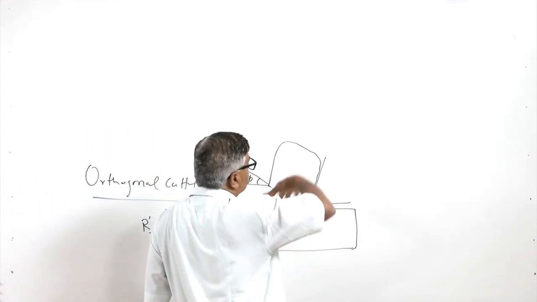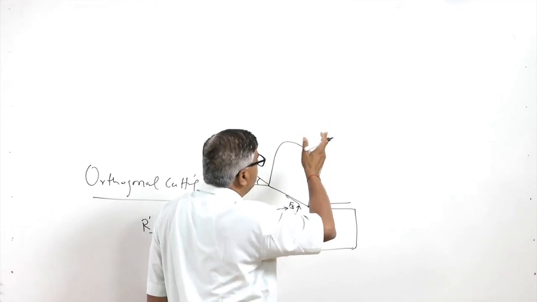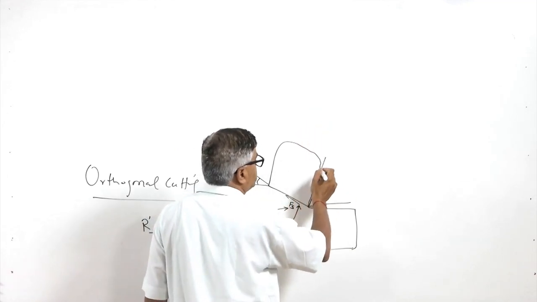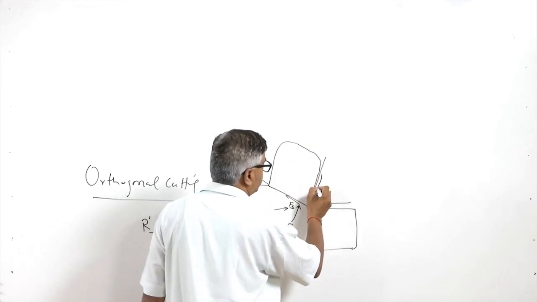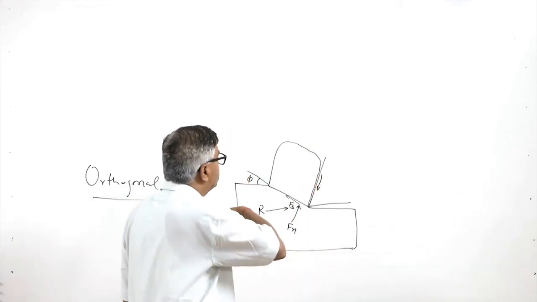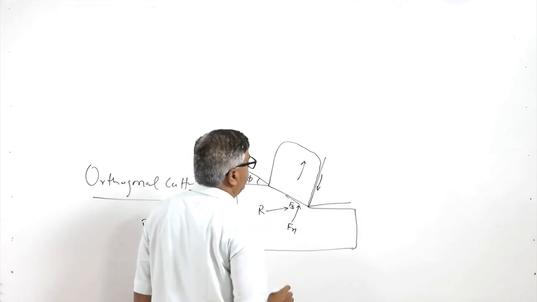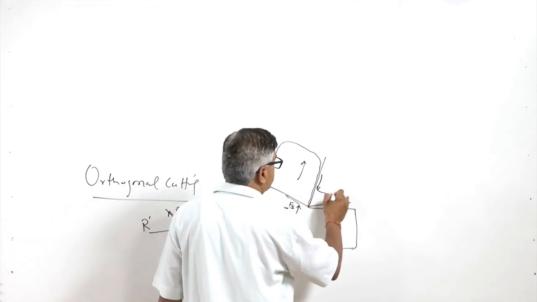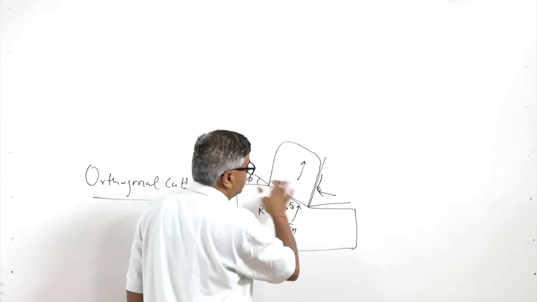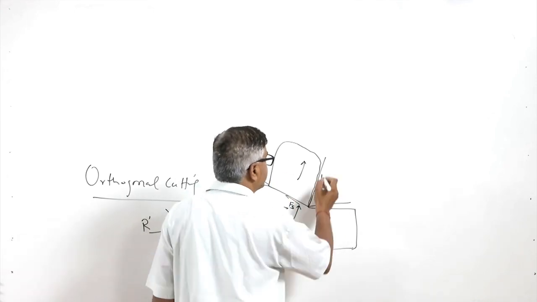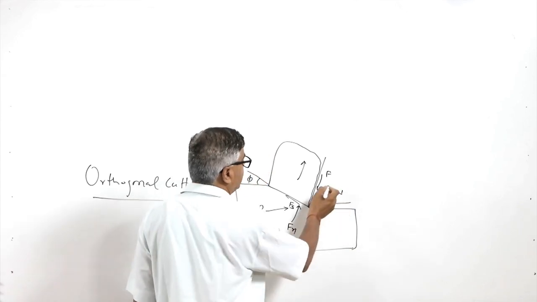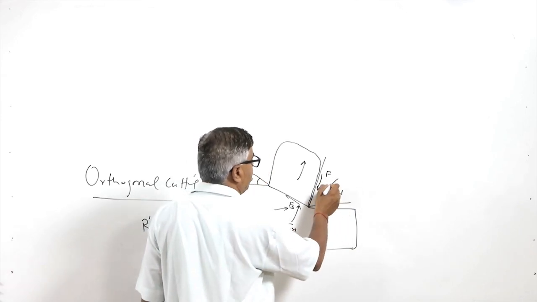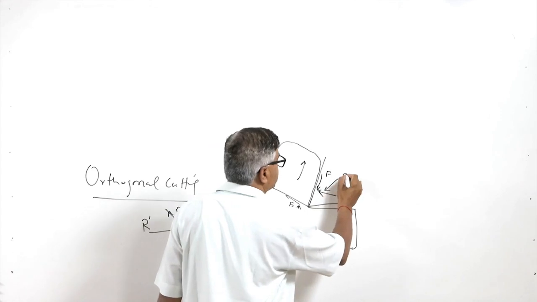Similarly, when the chips are flowing over the face of the tool, the frictional effect comes into the picture over the tool face. So, the friction force will be acting in the direction opposite to the direction of the flow of the chips, and a normal force will be acting perpendicular to the chip-tool interface. So, this is the friction force and this is the normal force, and these two will also have one resultant force, which is say R.